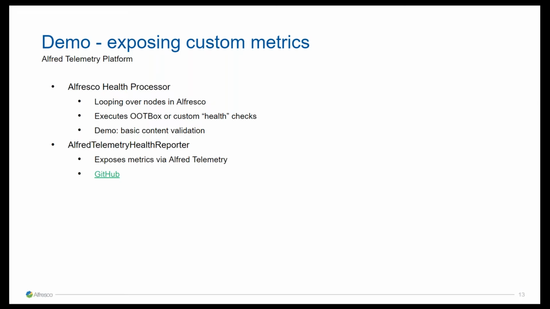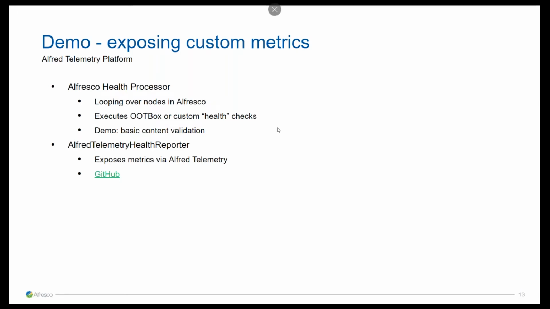For this demo, the health check we will be demonstrating is a content validation health check. What does it do? For each node that has content, so properties of type d:content, it will check that the content is actually available in the backend content store. What we also integrated in the health processor is an Alfred Telemetry health reporter. It simply exposes metrics about this to Alfred Telemetry.